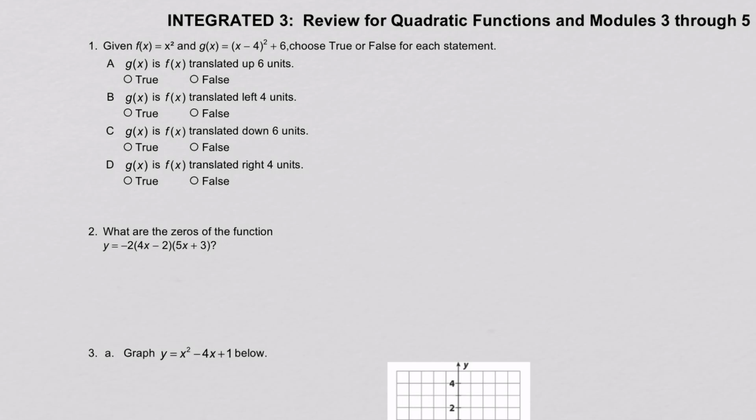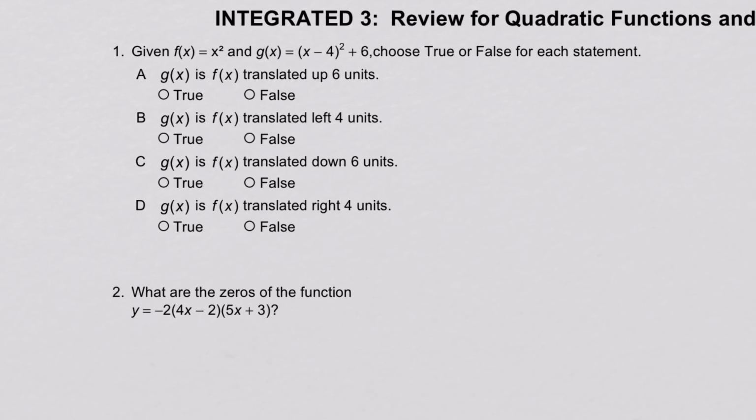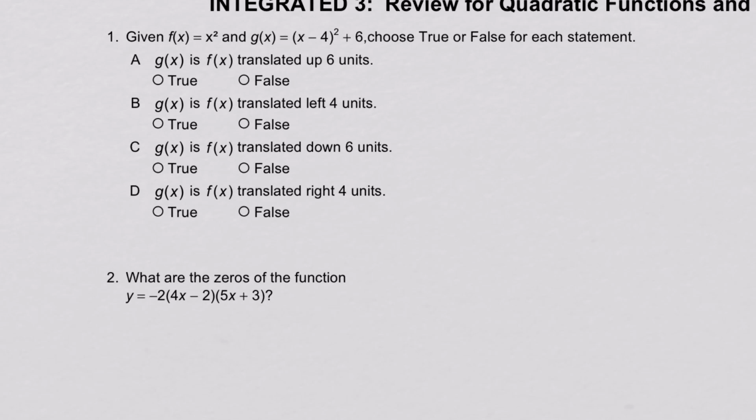Number 1 says, given f of x equals x squared and g of x equals the quantity x minus 4 squared plus 6, choose true or false for each statement. Okay, so what I'm going to do first is take g of x and figure out what the transformations are that they did to that function, which means I'm going to find b, h, a, and k for that function. Now this one's pretty simple because there is no b and there is no a. Actually they are there, but there's simply one, so we really don't have to worry about those.